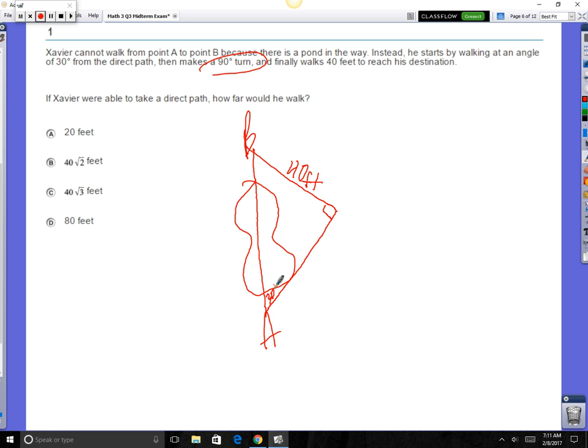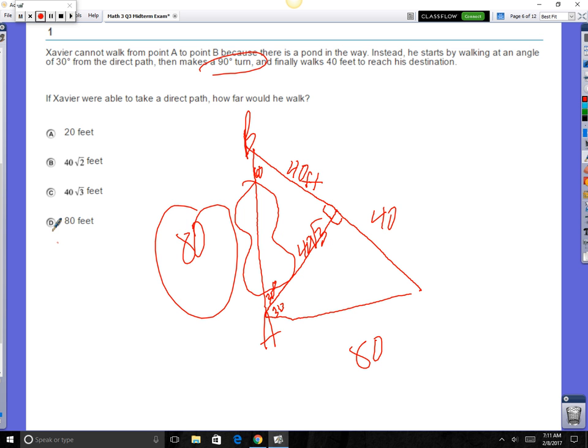Okay, so the 30 degrees is nice because it is a 30, 60, 90. So I'm going to flip it over my 30 and my 90, and it is going to look like this. So that's 40, that means that's 40, that's 80, that's 80, and that's 40 square roots of 3. So this is it right here, 80. Straight from A to B is going to be 80 feet.